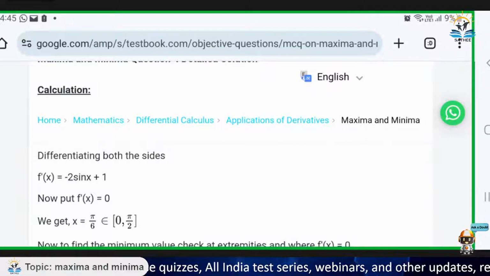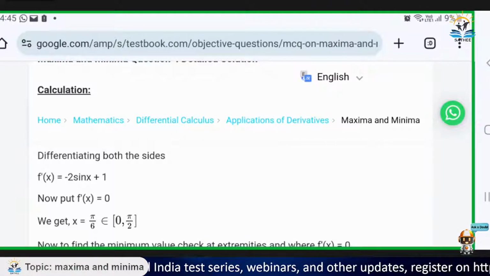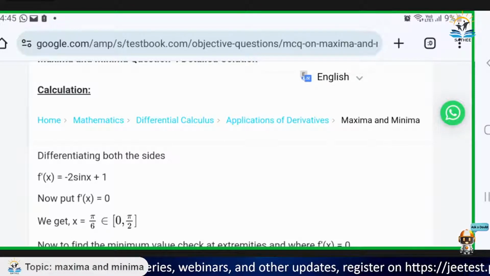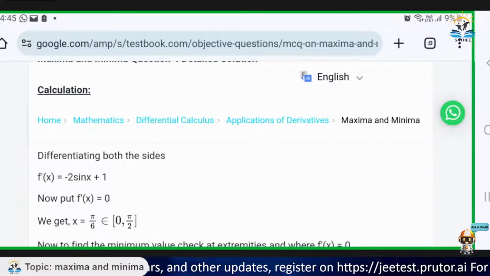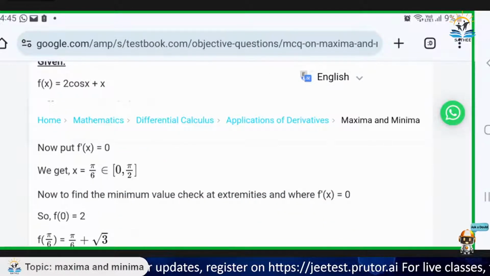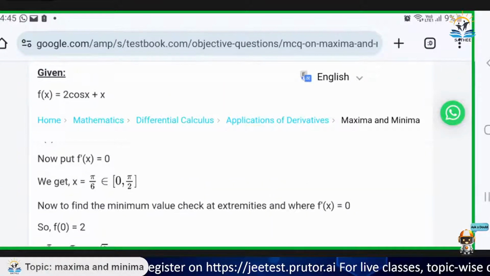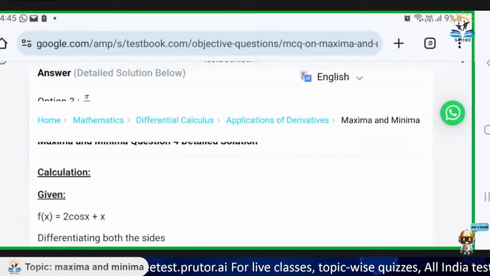So when we do this, we get sin x equal to 1 by 2, and in the range of 0 comma pi by 2, sin x is 1 by 2 at only one value, that is x equal to pi by 6. Now we need to check whether x equal to pi by 6 is a local maxima or a local minima.